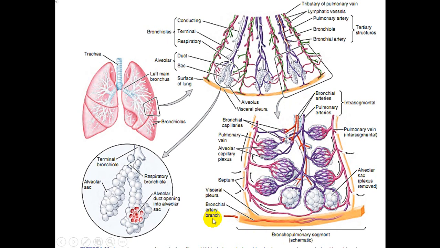Then it is aerated by one tertiary segmental bronchus. Then the segmental bronchus and segmental artery, that is a tertiary branch of the pulmonary artery. The autonomic nerves and lymphatic vessels are lying within the segment, while some of the lymphatic vessels and the pulmonary veins are lying in the connective tissue septa, in the intersegmental planes, which are dividing or separating two bronchopulmonary segments.